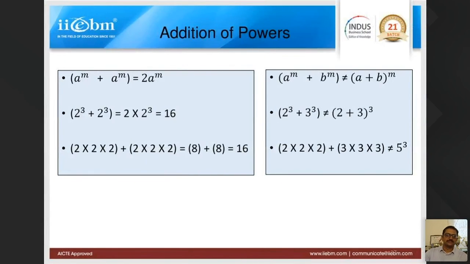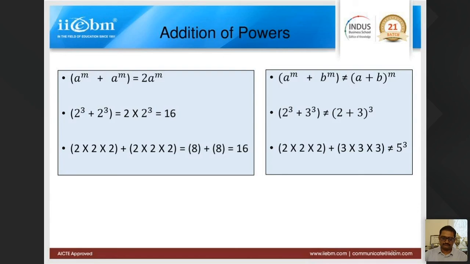Now let us learn addition of powers. So how can we add numbers which have powers? With the help of this example, a raised to m plus a raised to m, if our base is common and our indices, that is the power, is also common, then if we are adding these two numbers, a raised to m plus a raised to m gives me 2 times a raised to m.